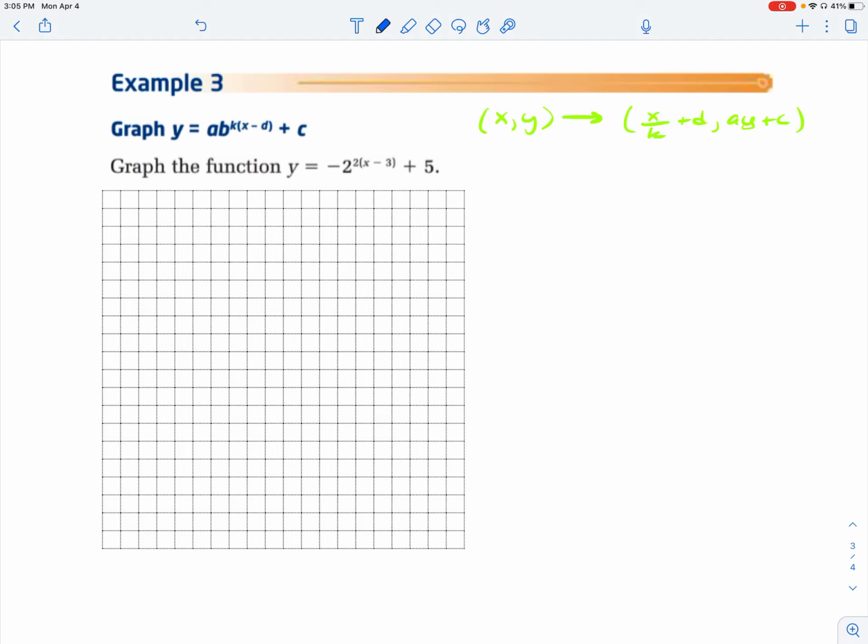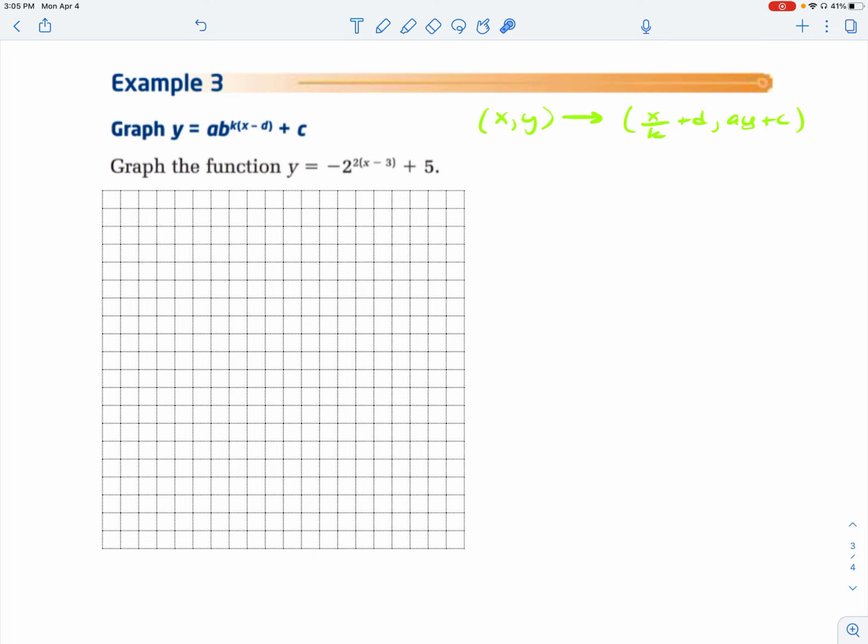Hi, welcome back to our third video for 3.5 transformations of exponential functions. In this video, we're going to combine all the transformations at once. So this is real easy to do. We get to apply the same point mapping formula that we learned in the last chapter.